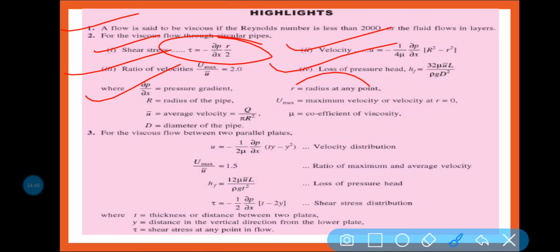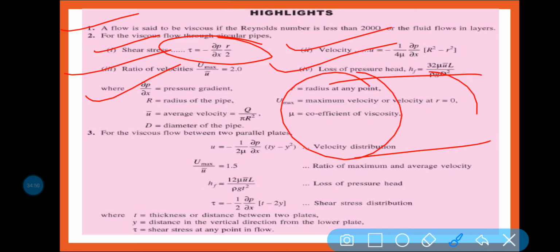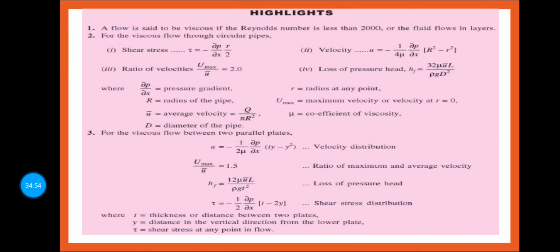velocity at r is equal to 0, because you know that the maximum velocity we get is when small r is equal to 0. That means at the center point, the center axis. Okay, mu is the coefficient of viscosity.